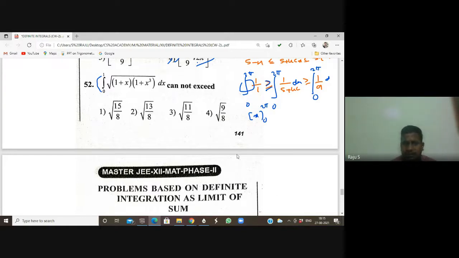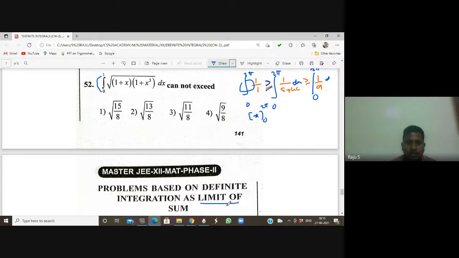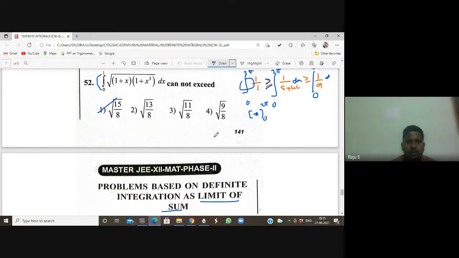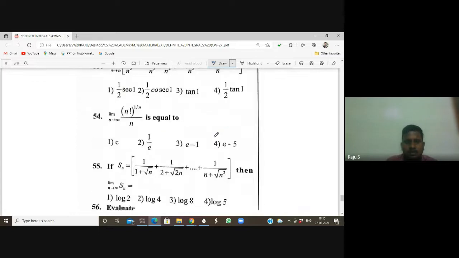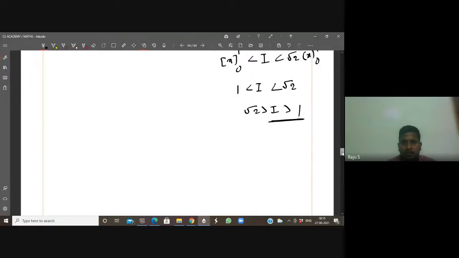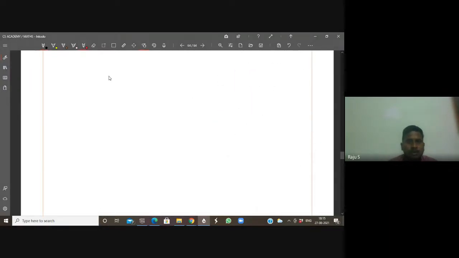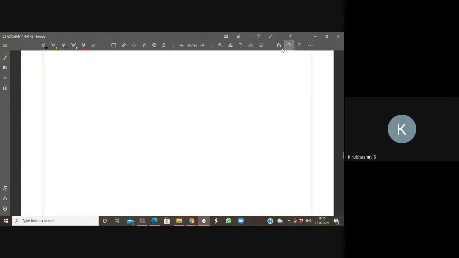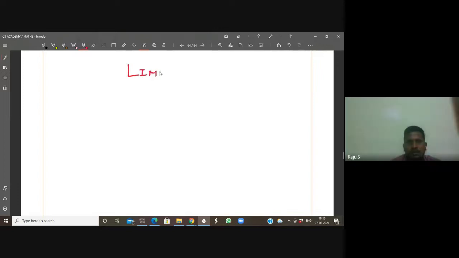Because we have less time, I'm going to explain this limit of a sum, very important, and very easily. You can finish it within 15 minutes. Here you are going to get the answer root 15 by 8. You can try that. Just 3 to 4 problems are there. Once you understand one formula, limit of a sum, I'll tell you the formula. Remember that, very, very important. Is it a deleted NCERT portion, sir? Exactly.